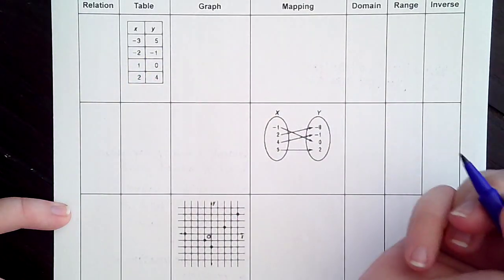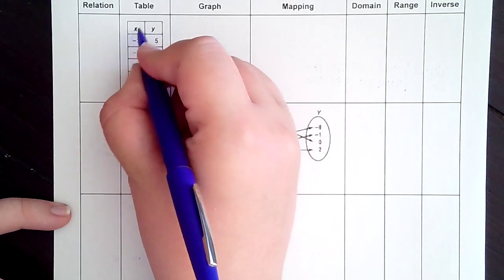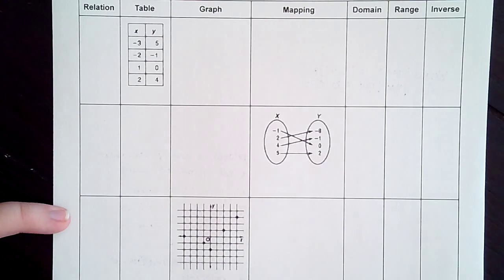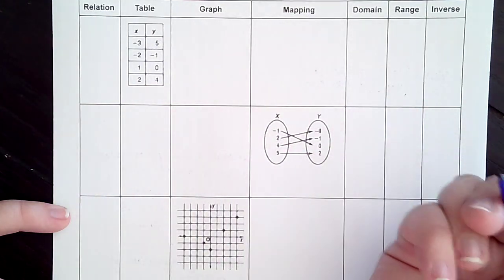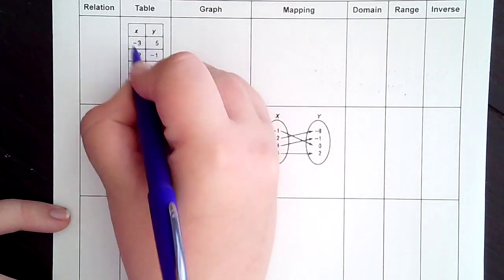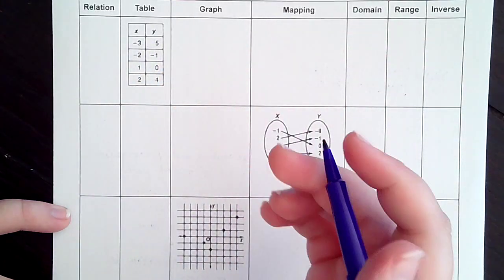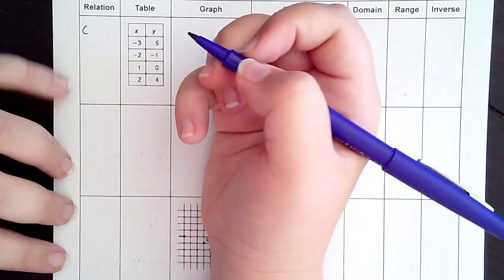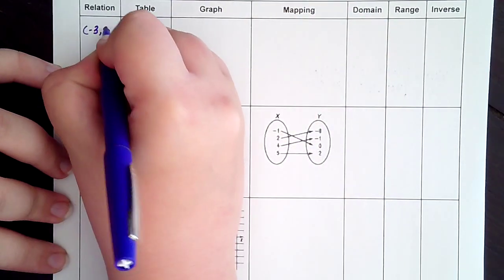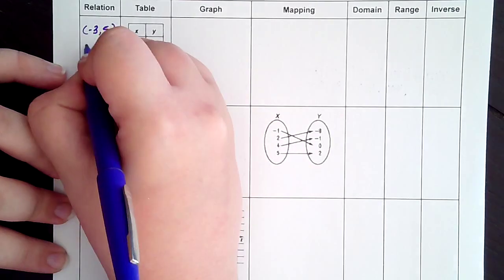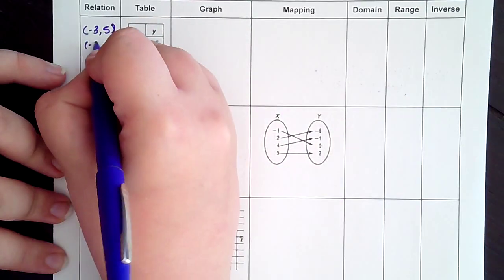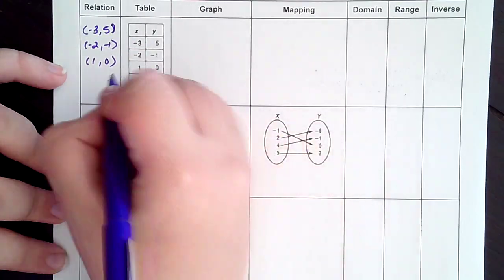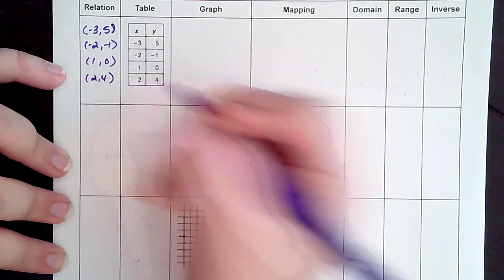So for this one, we have a table of x's and y's. I do double check to make sure that they're in the right order and that no one's trying to trick me here. Since my x's are on the left, my y's are on the right, I'm good to go. My relation, remember, the representation of that is just the ordered pairs. So I'm going to take this directly out of the table and turn it into ordered pairs. -3, 5. -2, -1. 1, 0, and 2, 4.